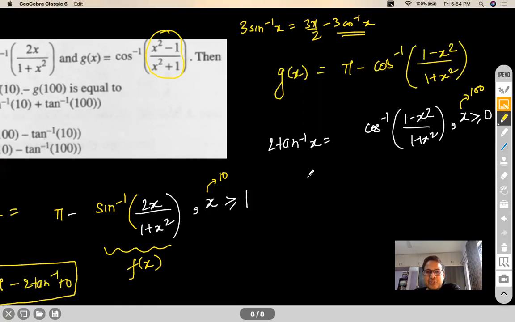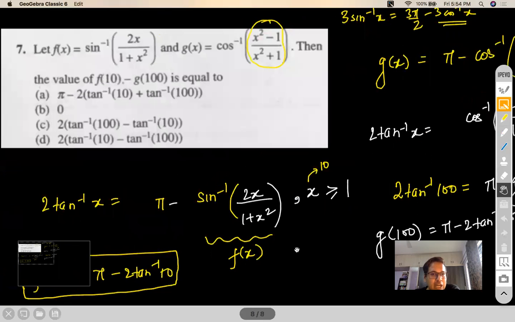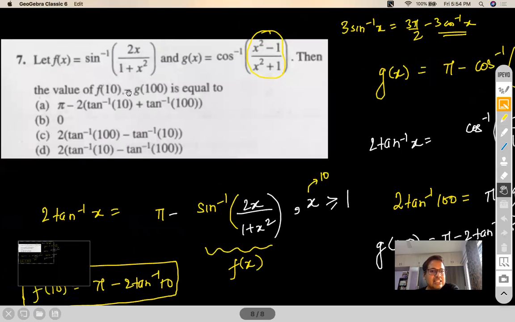Okay. So if I'm not mistaken, then can I say 2 tan inverse 100 is nothing but cos inverse, or you can write it like this. You can write it as pi minus g of 100. Okay. So this guy is pi minus g of 100. So g of 100 is nothing but pi minus 2 tan inverse 100. Correct. Now what are we looking for? We are looking for f10 minus g100.